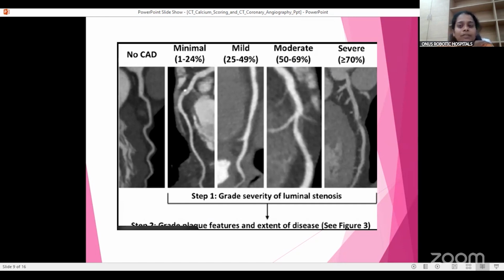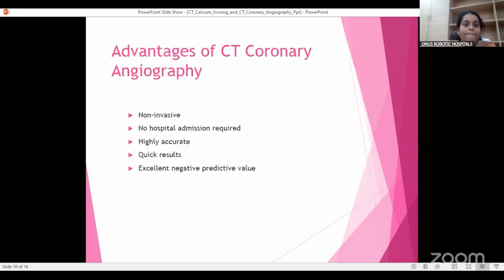And coming to the minimal, we just advise lifestyle support, and mild also we prefer lifestyle support. But there are certain risk features on the CT angiogram where we have to take up the patient for the conventional angiogram, like when there is LMCA disease, when the left main has significant plaque, or when there is triple vessel disease, when all three blood vessels are showing blockages. In such cases, irrespective of the CAD-RADS score, we have to go for the conventional coronary angiography.